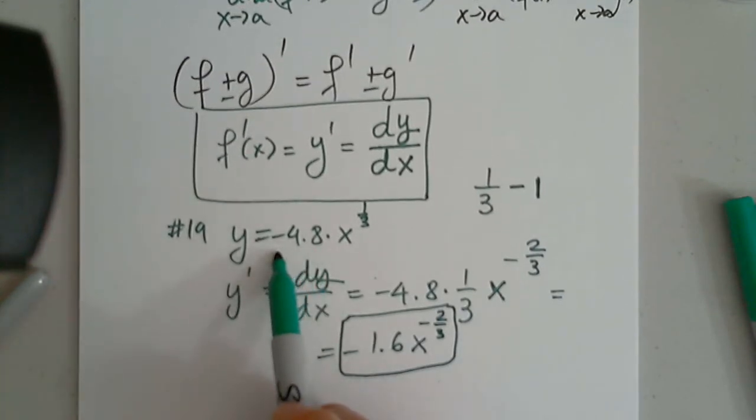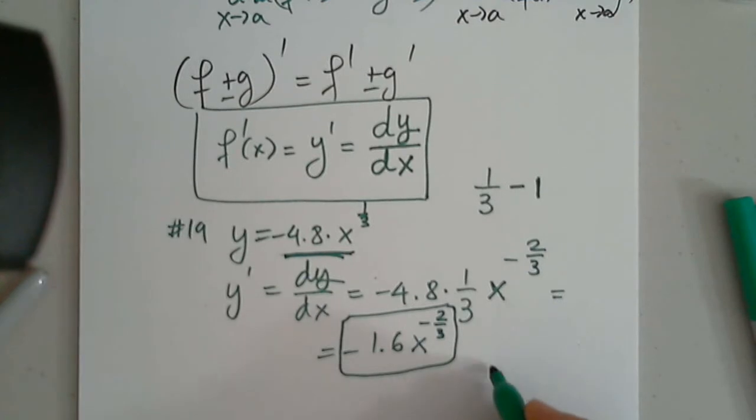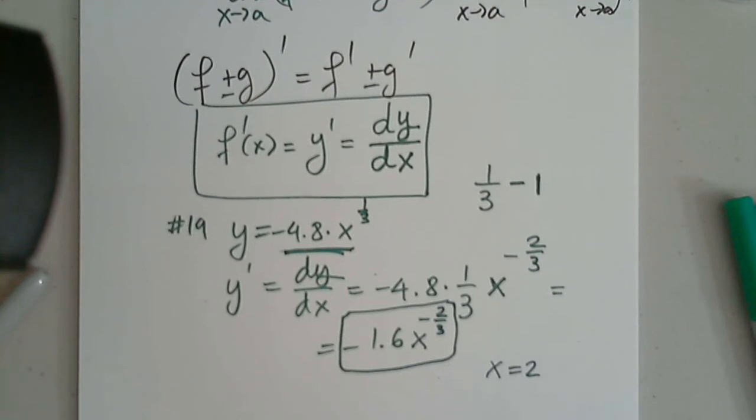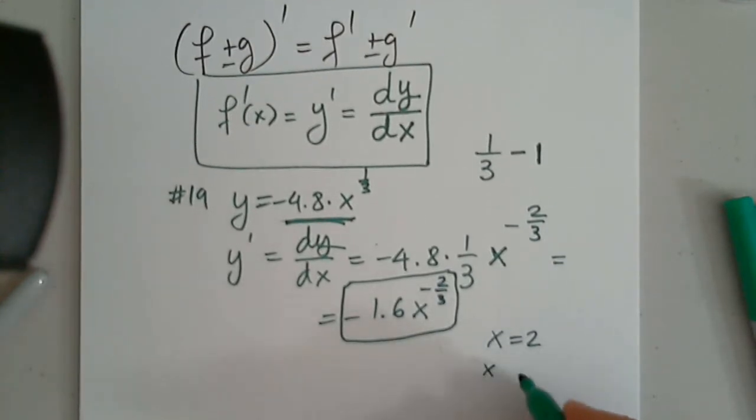So if you're asking me, give me the rate of change of this function when x is 2, I will plug it in and give you the rate of change at that point. If you ask me, tell me when x is negative 3, I will plug it in and tell you that.